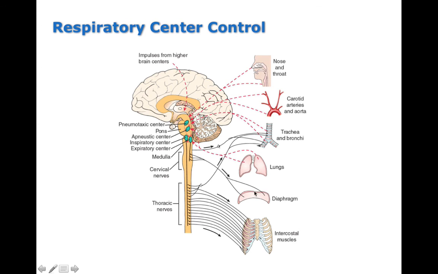Now, all these solid lines here represent motor output to different muscles. So you can have motor output to the respiratory diaphragm, there's motor output to the intercostal muscles, and there's motor output even to the smooth muscle of your airways as well. That way you can actually regulate airflow towards the lungs.